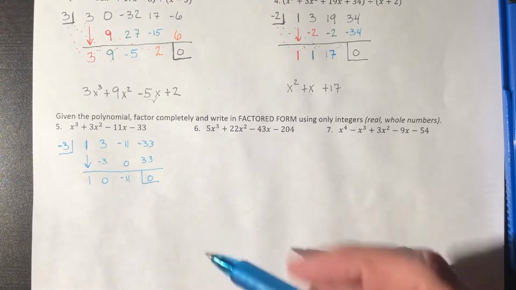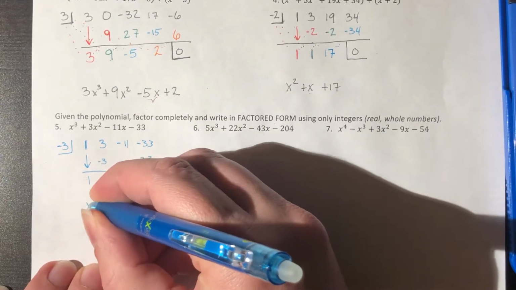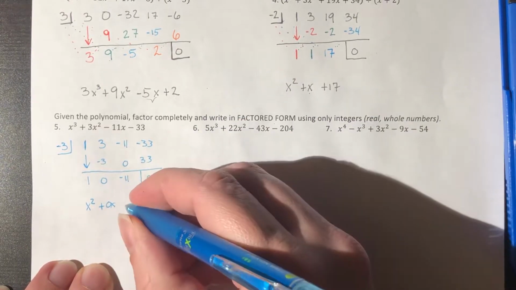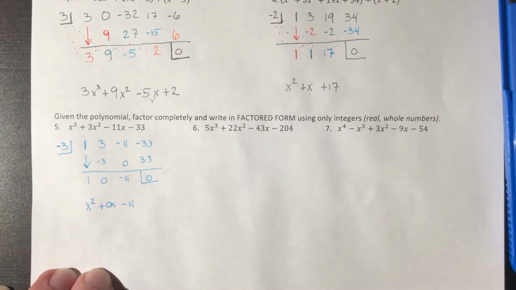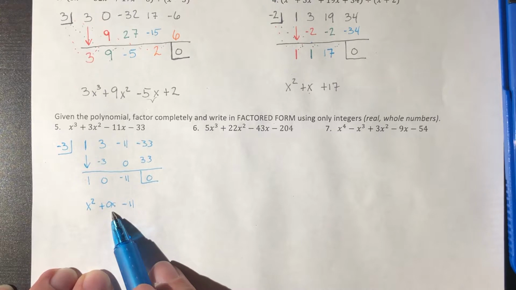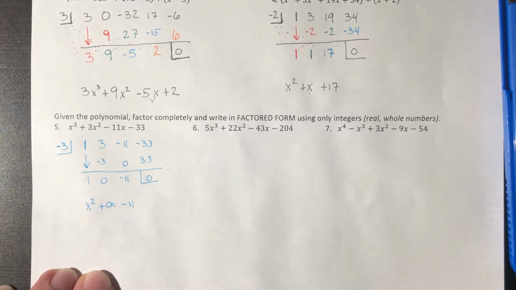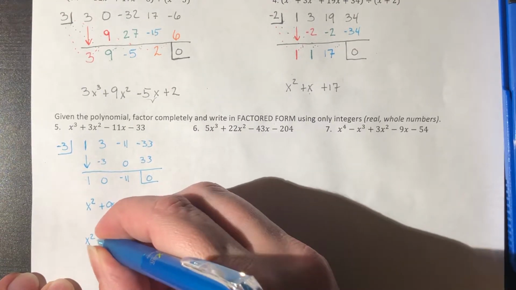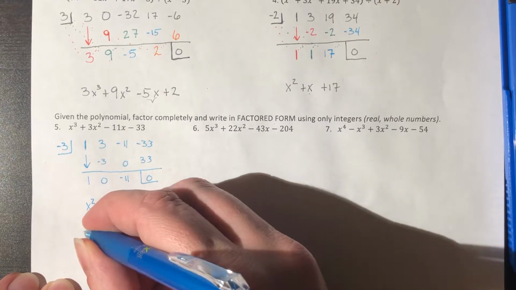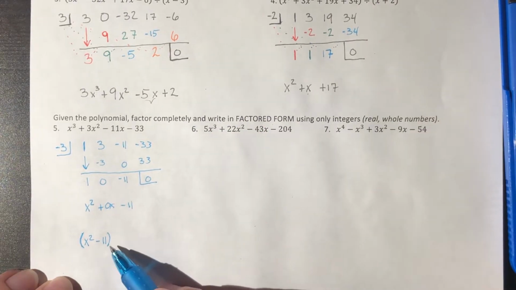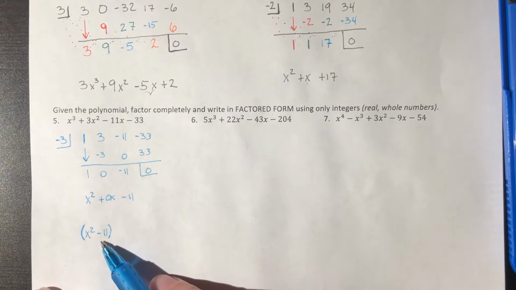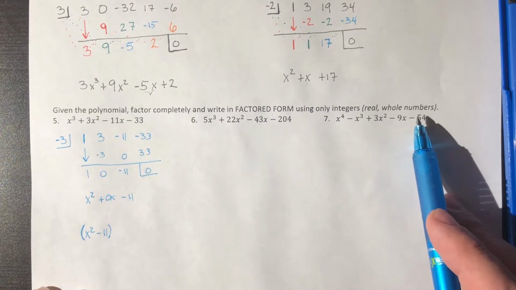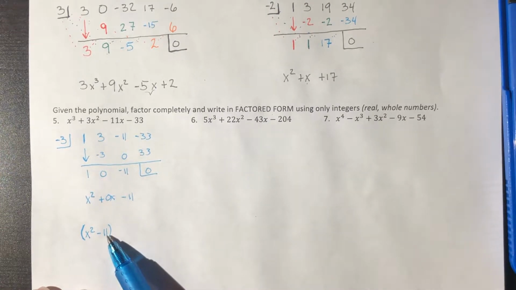So this resulted in x squared plus 0 x's minus 11. Now, if I don't have any x's, there's no need for me to write that as being there. So I could just have x squared minus 11. Now this is not going to factor beyond x squared minus 11 if I'm wanting to keep it with real whole numbers. So x squared minus 11 is as far as it factors.